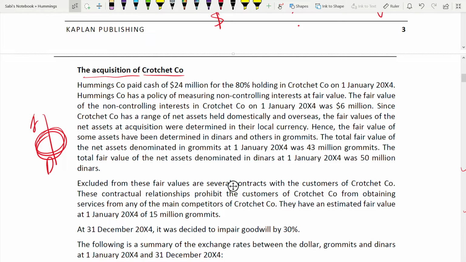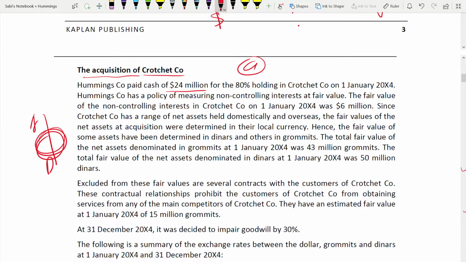Now coming back to the question, acquisition. They paid cash of 24 million for an 80% holding. That is your cash consideration. This is in dollars, but your functional currency is grommet. This is why part A is very important for the rest of your answer, because whatever you do, you have to present it in grommet. For the parent, they have paid 24 million.